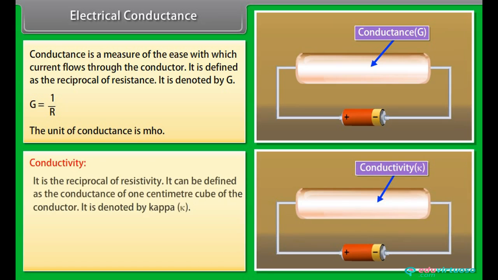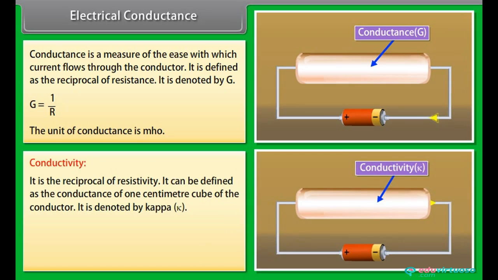Conductivity. It is the reciprocal of resistivity. It can be defined as the conductance of 1 centimeter cube of the conductor. It is denoted by kappa. Kappa = L/(RA). The unit of conductivity is mho centimeter inverse.